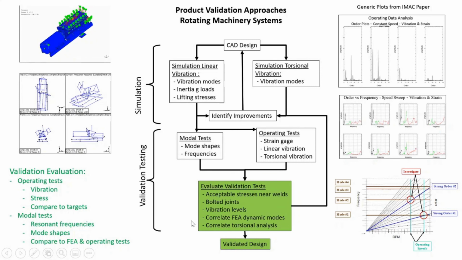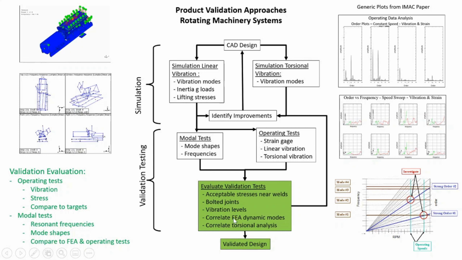Additional things are looked at as well. For example, connections in mechanical systems are often very important. Are stresses near welded joints within acceptable limits? Bolted joints can be evaluated to determine the stresses in the bolted joint connections. And again, vibration levels can be compared to industry standard targets and so forth.